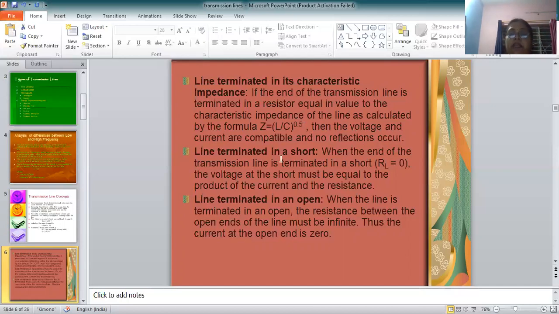When the line is terminated in a short circuit, the end of the transmission line is terminated in a short, RL equals 0. The voltage at the short must be equal to the product of the current and the resistance. Line terminated in an open: when the line is terminated in an open, the resistance between the open ends of the line must be infinite. The current at the open end is 0.